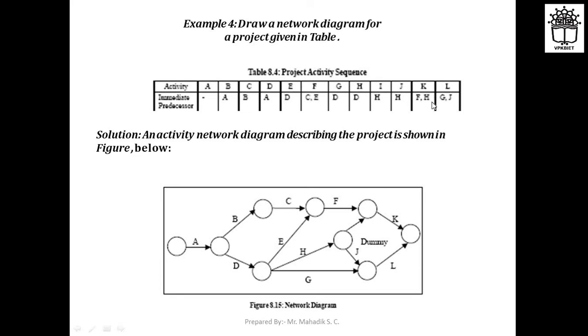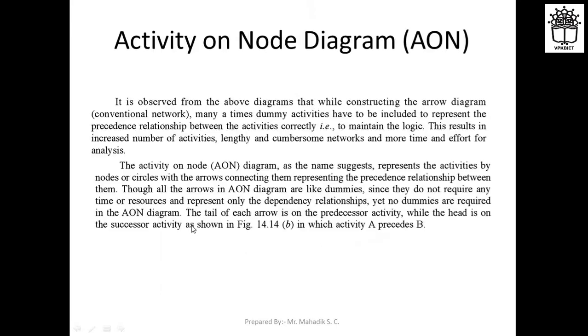Then next is L, that is for G, and for L you can see G and J activity will be there, right? So this is the activity shown between, you can say, H and K, right? Because K is required to be completed only after F and H activity, right? So this is a simple network diagram, right?